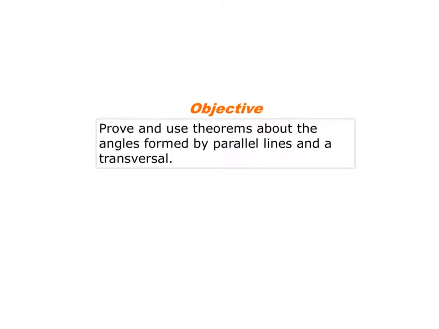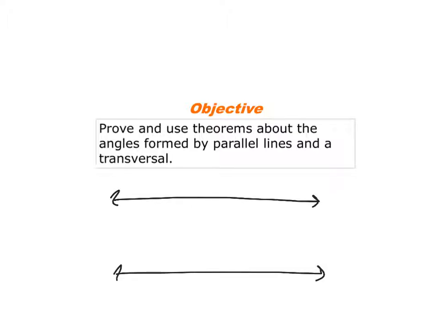So the objective of 3.2 is to prove and use theorems about the angles formed by parallel lines and a transversal. So in this case, we are going to have two parallel lines. Remember, we can tell that they're parallel because they have that little arrow that shows that they're parallel. And then they're going to be cut by a transversal.